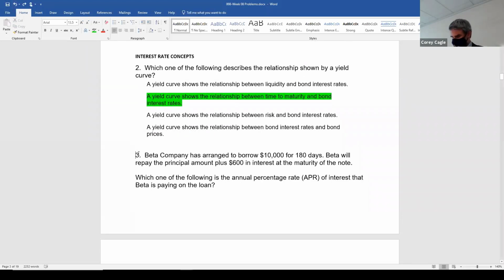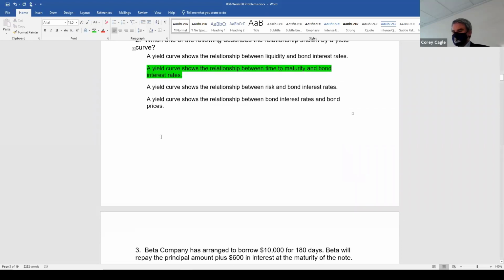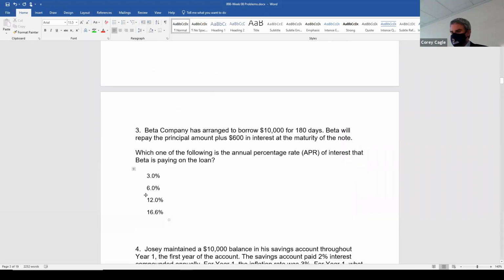So, number one. Beta. Oh, not beta, Beta company. I'm like, we haven't talked about beta yet. That's in a later section. Okay, this is a company called Beta. It has nothing to do with beta from the valuation sections we're doing later.